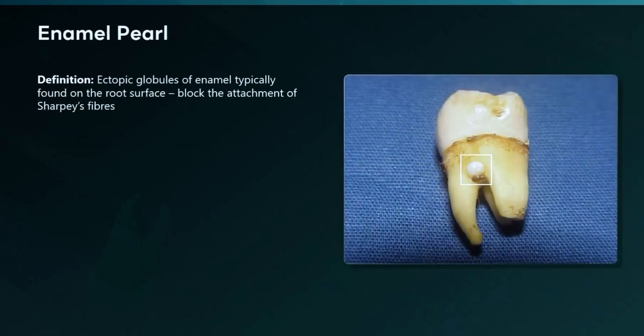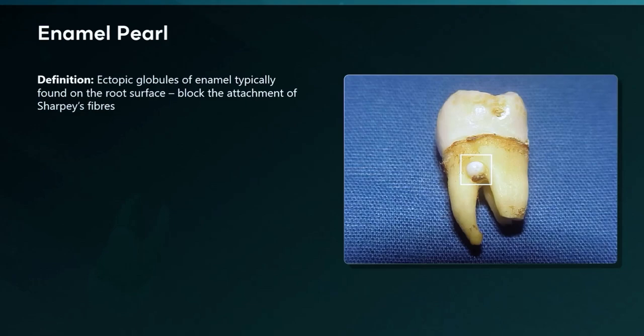Finally, we'll discuss enamel pearls. So enamel pearls can be defined as ectopic globules of enamel typically found on the root surface of the teeth. And we can see one right here in this furcation area. So the presence of enamel pearls consequently blocks the attachment of Sharpey's fibers. This can result in periodontal pocketing, exposing the tooth roots and making them more susceptible to localized periodontitis and other dental problems in these areas.